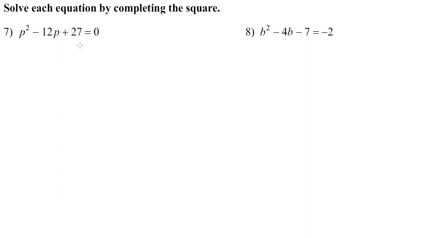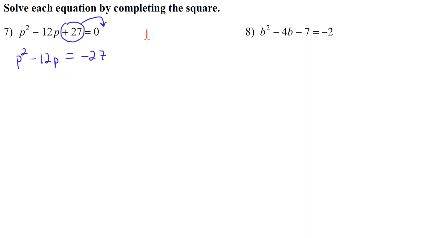The reason for that is you want to insert your own c value that's going to make the left-hand side of the equation a special case that you can factor. So we have to take this positive 27 and move it over to the other side. Now our equation is p squared minus 12p equals negative 27. And now we can insert our own c value that's going to make the left side a special case. So how do you do that?